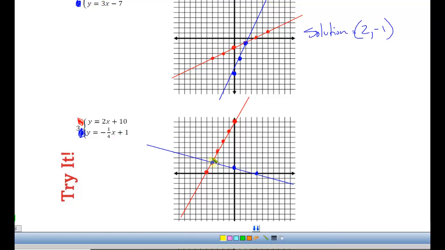And we can see that point of intersection right there. So the solution is negative 4, and then positive 2.